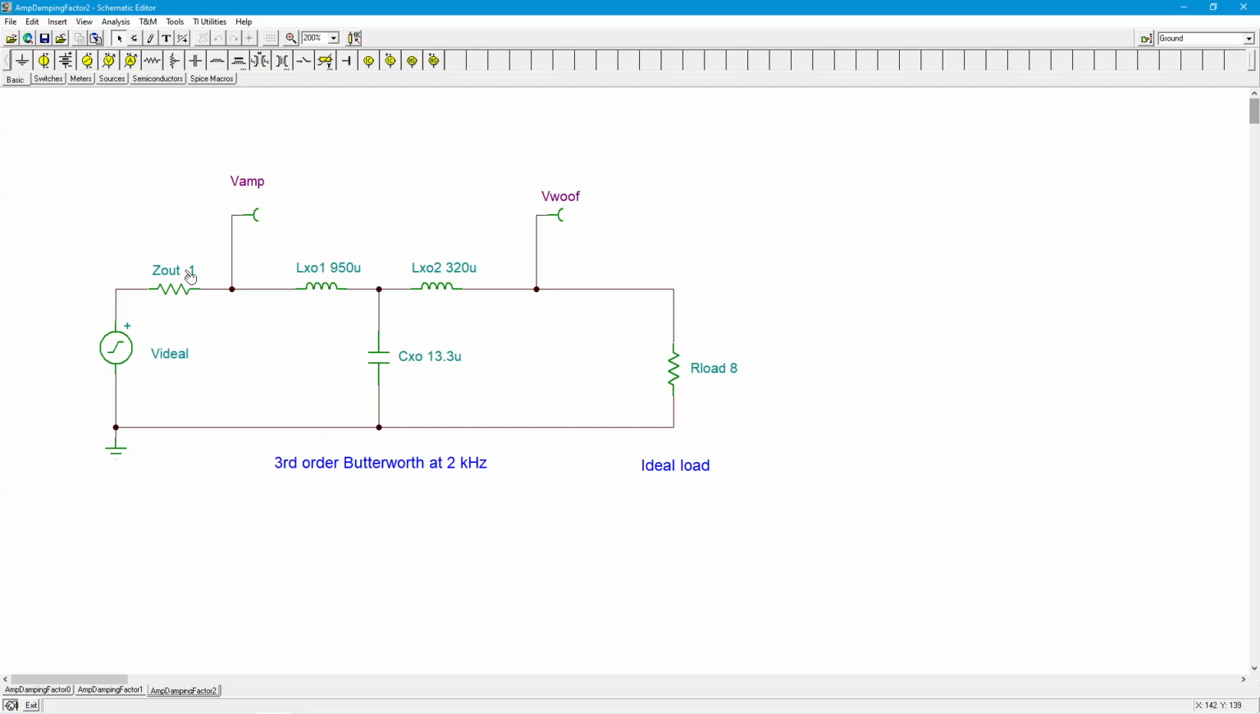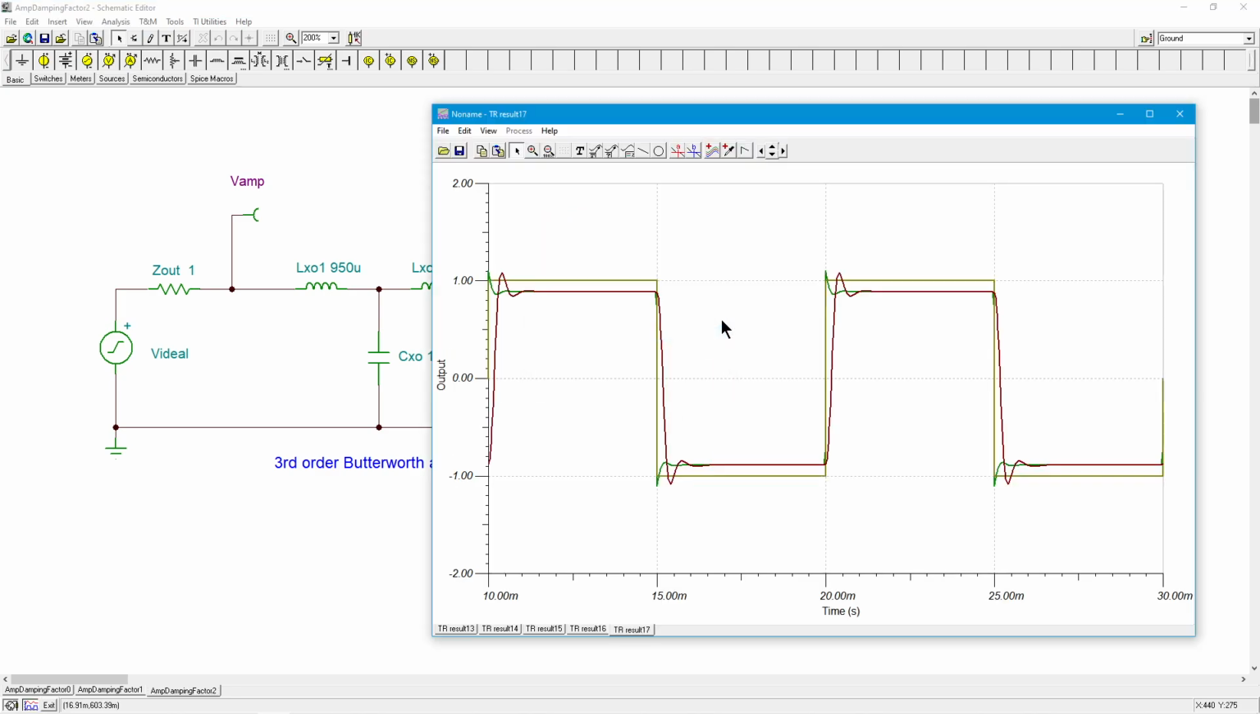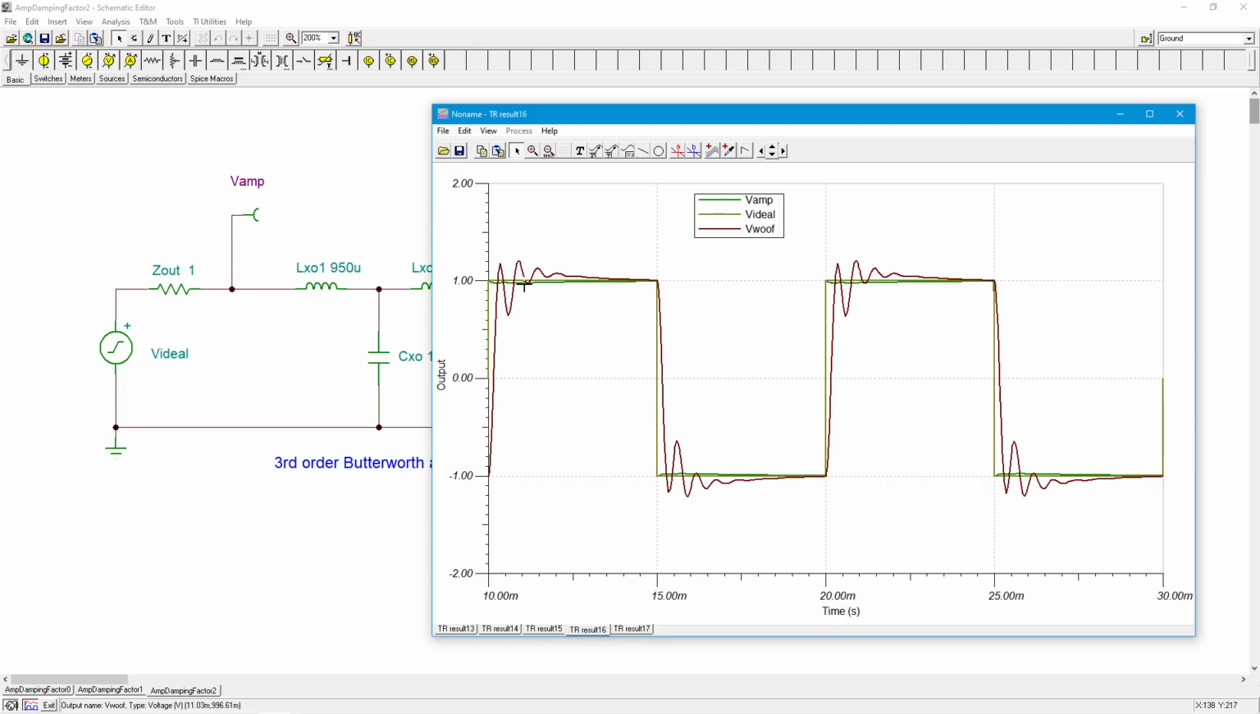So let's go back to the 1 ohm, do a transient analysis. And there we go. All right, so we can see there's the ideal, my nice perfect square wave. What's coming out of the amp has that little bop in it. The big swing has been attenuated, but there's still a little bit of ripple here. But this ripple is not as bad. Look at the maroon there. It's not as bad as this.